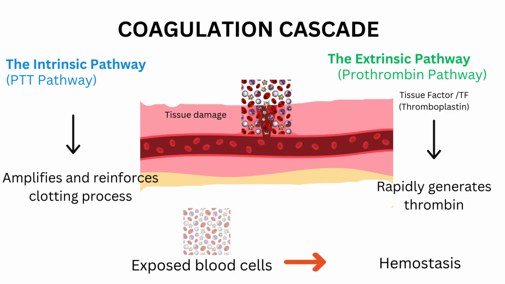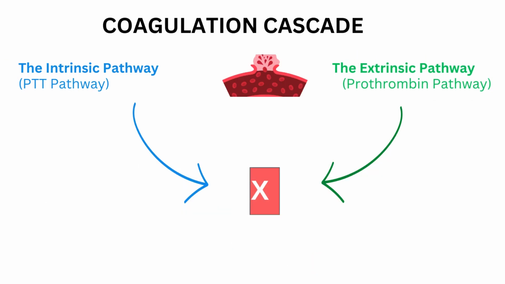The extrinsic pathway provides a quick response to external injury by rapidly generating thrombin, while the intrinsic pathway provides amplification and reinforcement of the clotting process. Though both pathways get initiated with a different mechanism, they converge at the activation of factor 10, leading to a common pathway. It is easy to remember factor 10 as it resembles X or the crossroad.